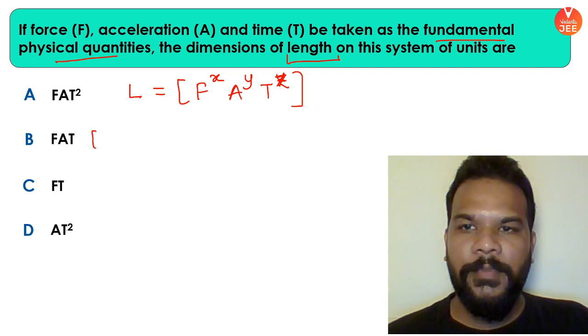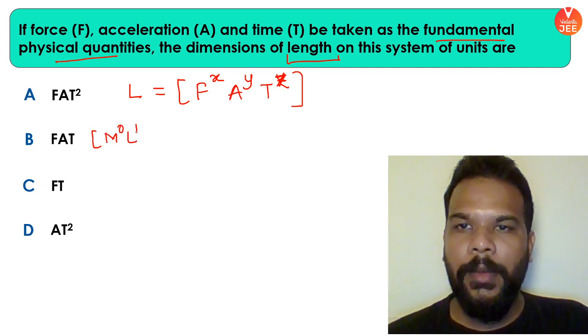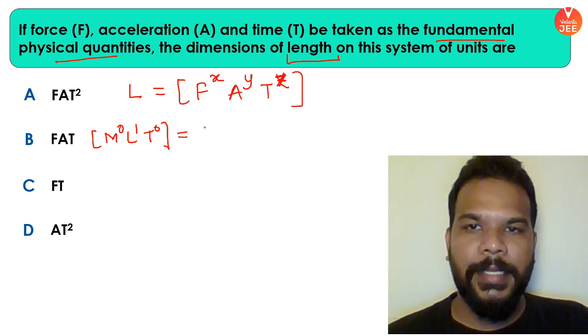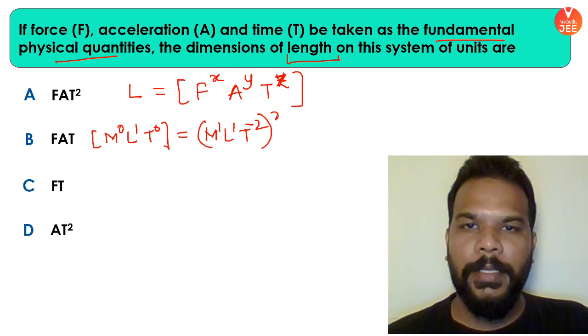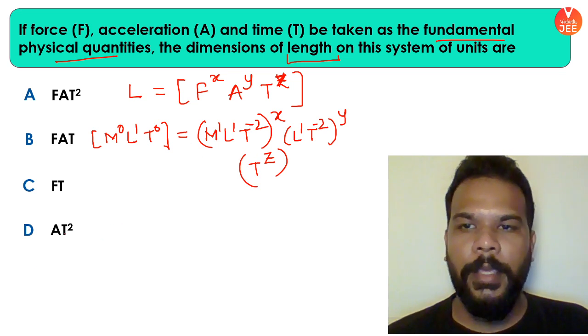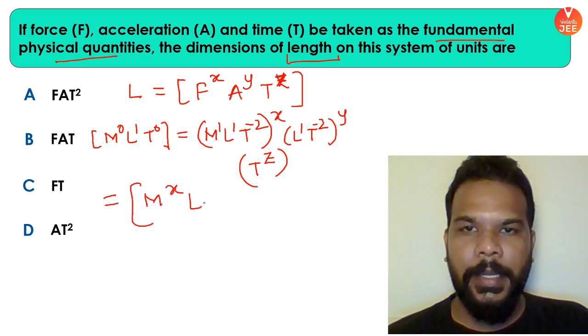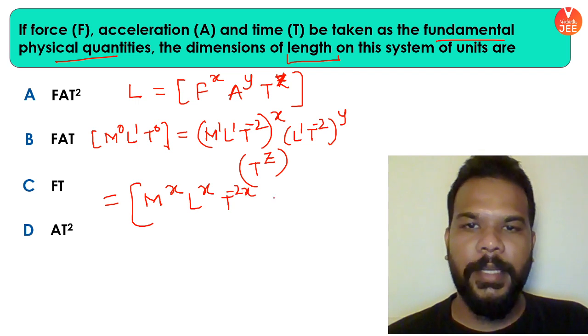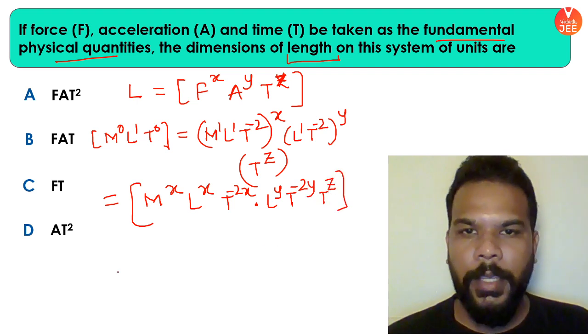Okay guys, so left hand side is M0, L1, T0, and on the right hand side I have force, which is M1, L1, T minus 2. Its power is x. After that you have L1 T minus 2, power is y, and third is T to the power z. These three are written back to back. So the right hand side is M to the power x, L to the power x, T to the power minus 2x, then L to the power y, T to the power minus 2y, and T to the power z.